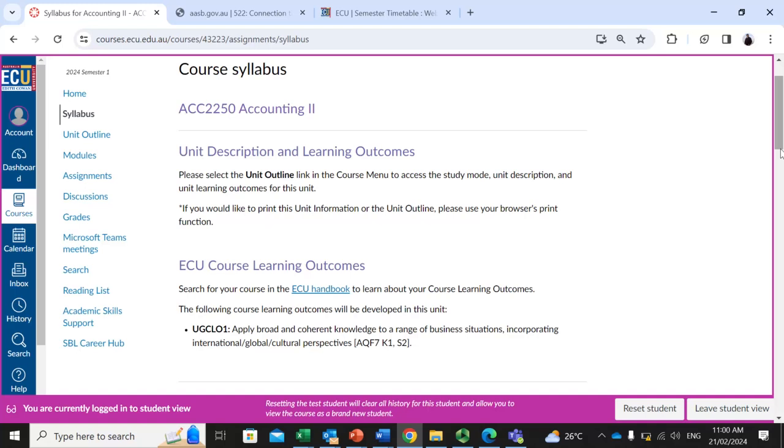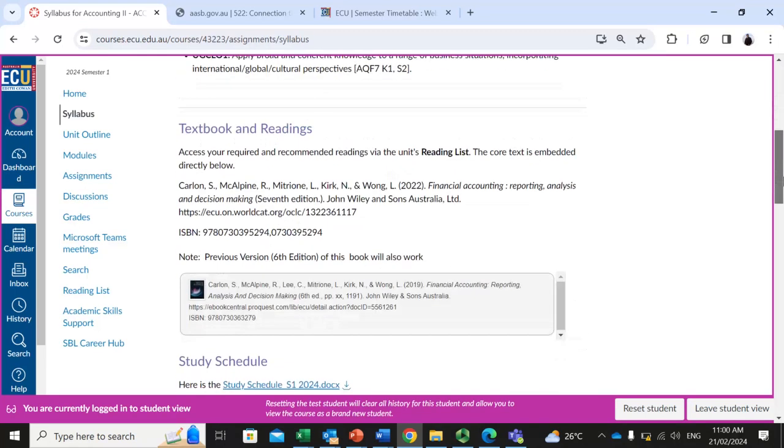The number one important thing in this unit is to make yourself familiar with the content of this Canvas, where the information is. So the important task is textbook and reading. What textbook is there? There are two textbooks. I posted it.